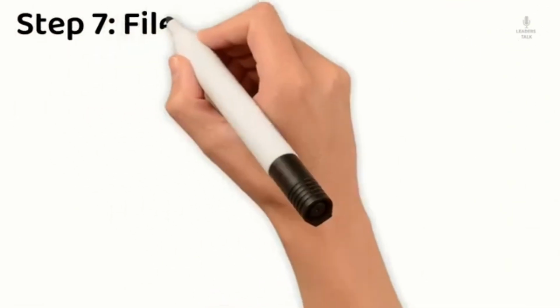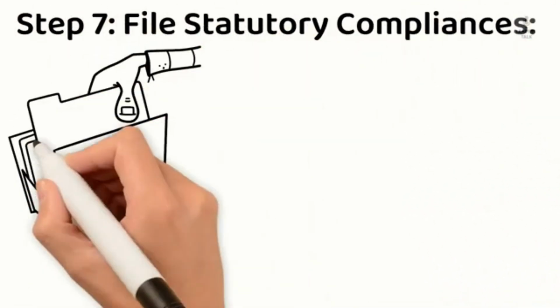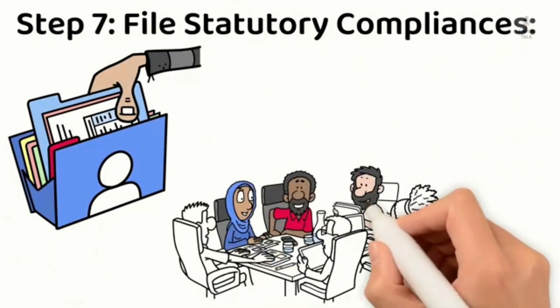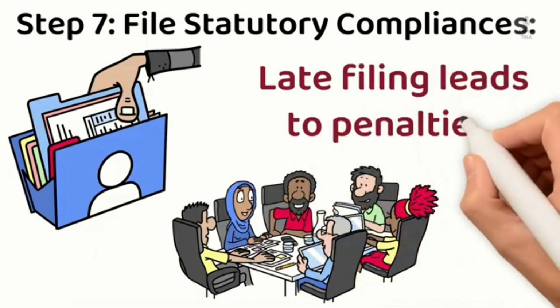Step 7, file statutory compliances. Submit tax filings and contributions to local authorities. Late filing leads to penalties.